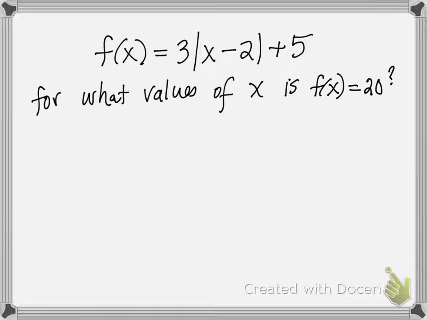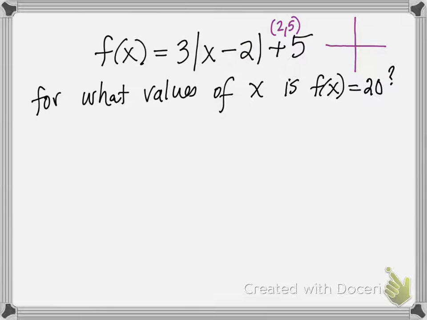For this example, you're given an absolute value equation and you're asked for what values of x is f of x equal to 20. So what in the world are they even asking? First of all, if I quickly sketch a graph of this, I know that the vertex is (2, 5), because all you do is flip this sign to get the x value, and then the back number stays the same to get the vertex.